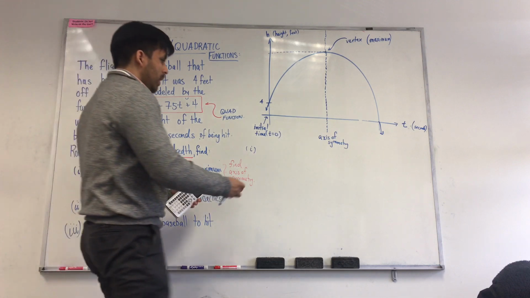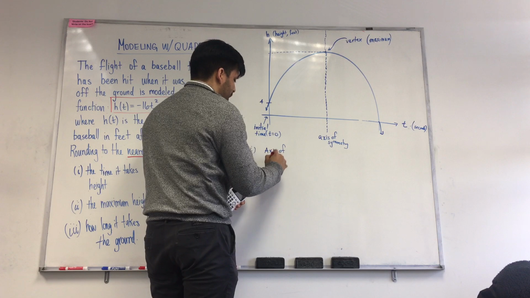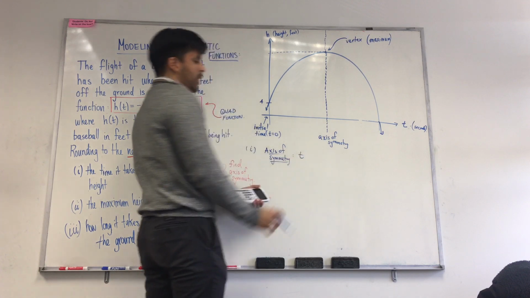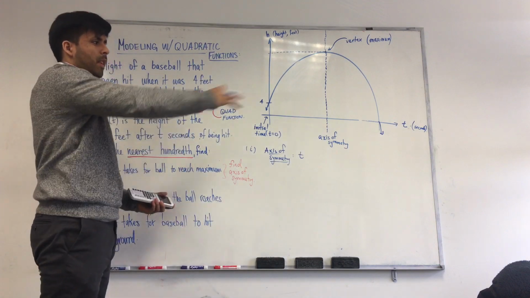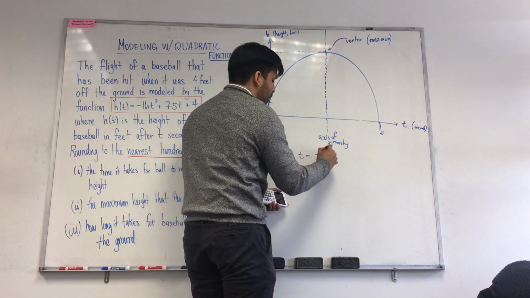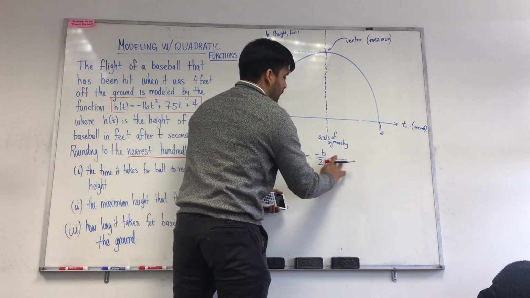So the axis of symmetry is given by a formula. In this case, it's going to be t, not x, because we're dealing with the input. The independent variable is t, or time in this case. But it's still going to be the same: negative b over 2a. So I want to find what negative b over 2a is.